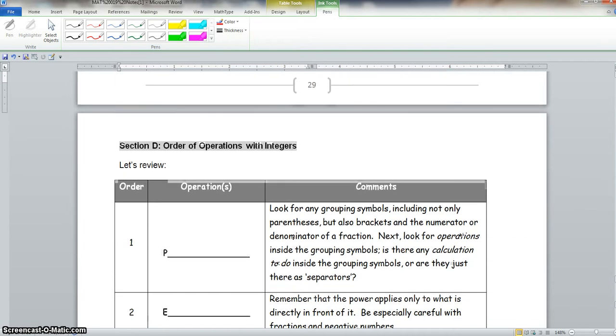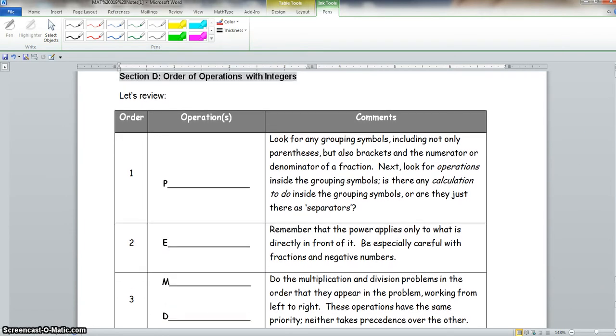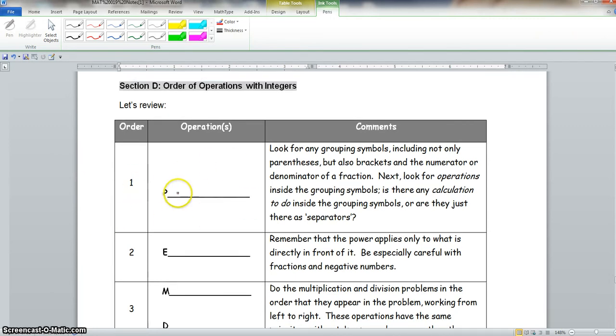Now we go to the next page. Now we have the order of operations, which is section D, with integers. Now we want to review. First things first, I cannot write in these boxes because of the formatting, but we know number 1 is parentheses. So we have parentheses. Number 2 is exponents.